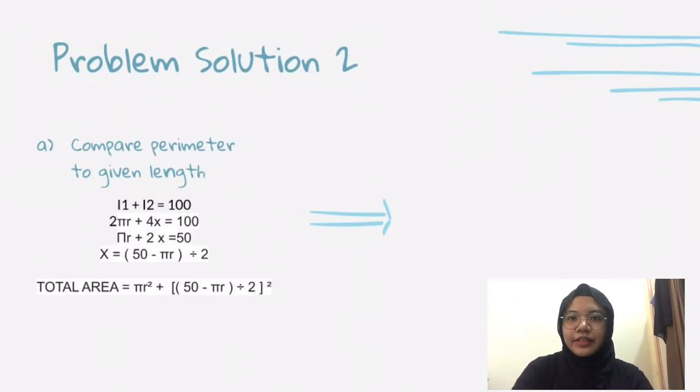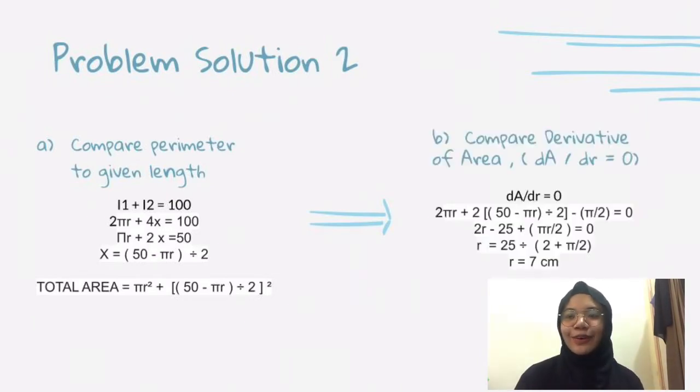Total area will be pi r squared plus x squared, where x is 50 minus pi r divided by 2. Next step, compare the derivative of area dA over dr equal to 0 because it's a minimum. So the total area is then expanded to the derivative of area: 2 pi r plus 2 bracket 50 minus pi r divided by 2, times minus pi over 2, equal to 0.